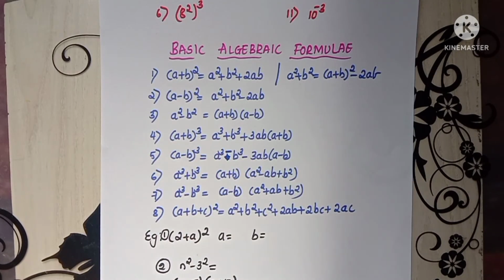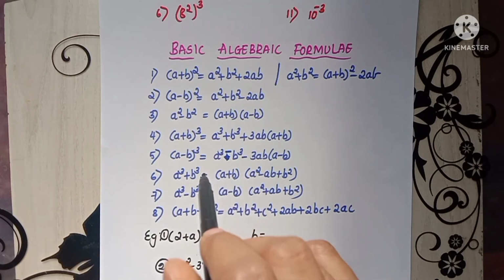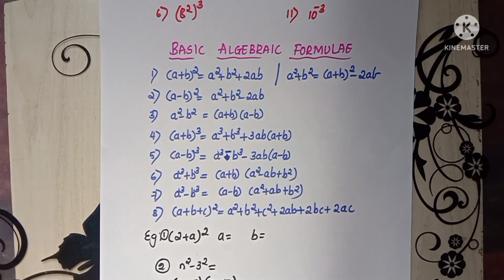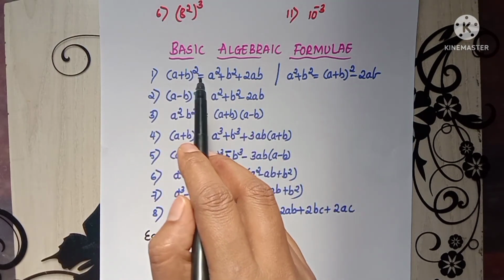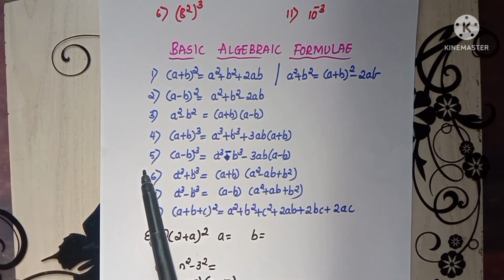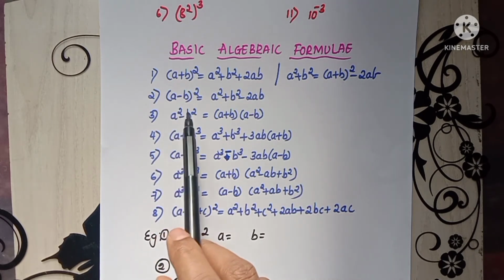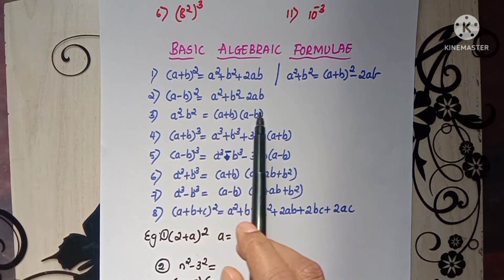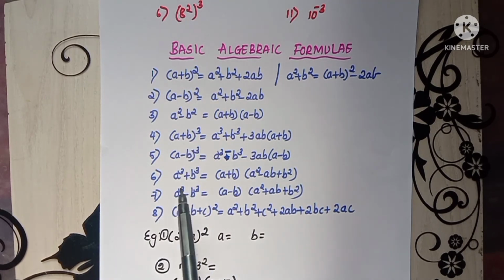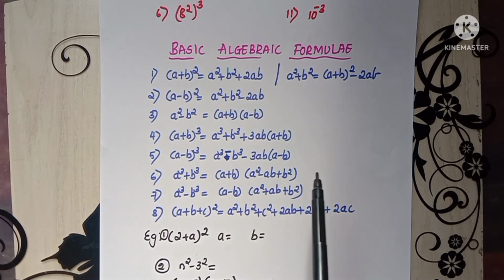Basic algebraic formulae. You all know these basic formulae, right? But some of you don't know how to put the values and expand them. So here we have (a plus b) whole square is equal to a square plus b square plus 2ab. Next, a square minus b square is equal to (a plus b) into (a minus b). Next, we have a cube minus b cube is equal to (a minus b) into (a square plus ab plus b square). Here we have (a plus b plus c) the whole square is equal to a square plus b square plus c square plus 2ab plus 2bc plus 2ac.